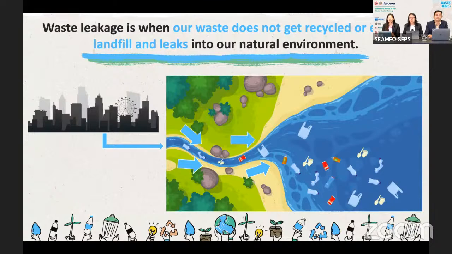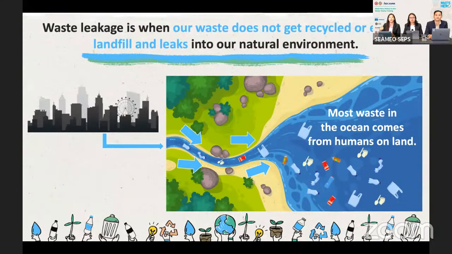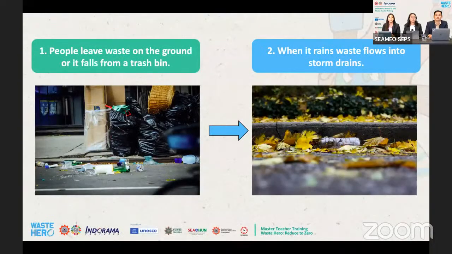Okay, you can explain to your student that there are 6 steps for the waste to get into the ocean and become the waste island. Let's see what those 6 steps are. Step number 1, people leave waste on the ground or it falls from attachment. And then step 2, it rains, and waste flows into the storm drains.